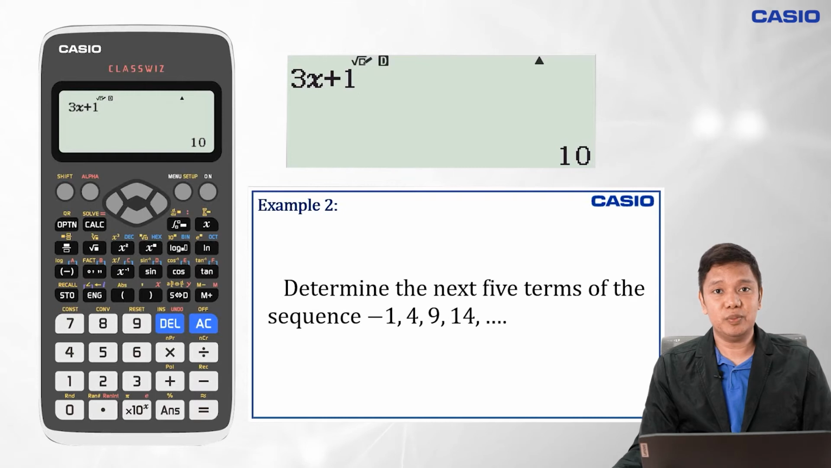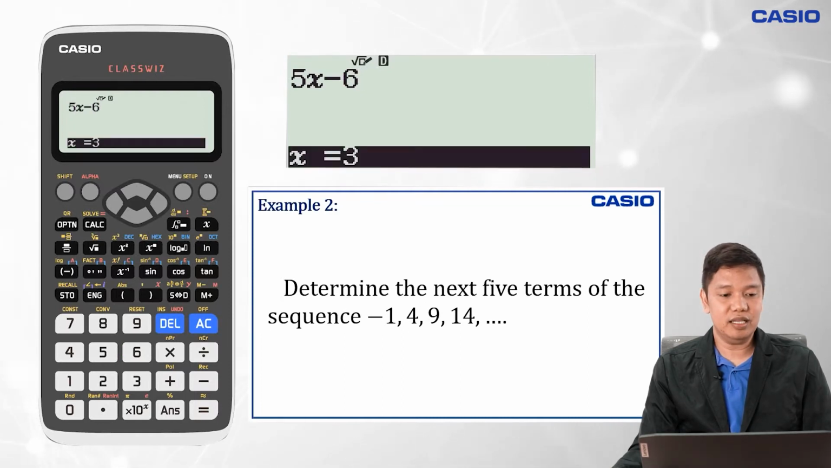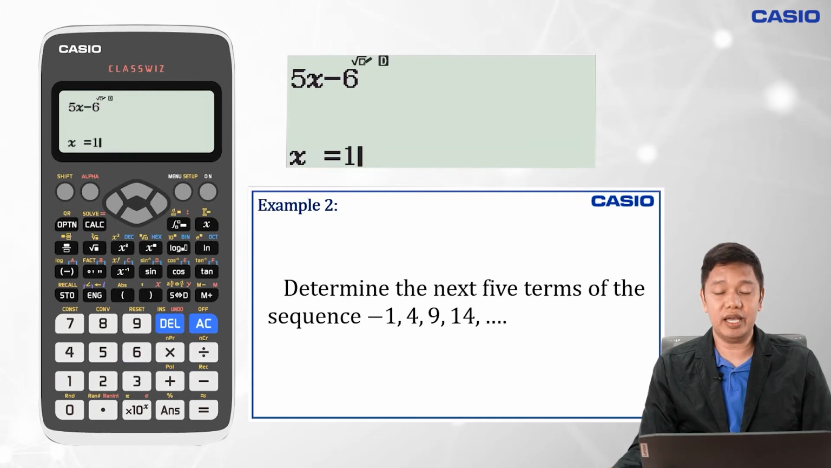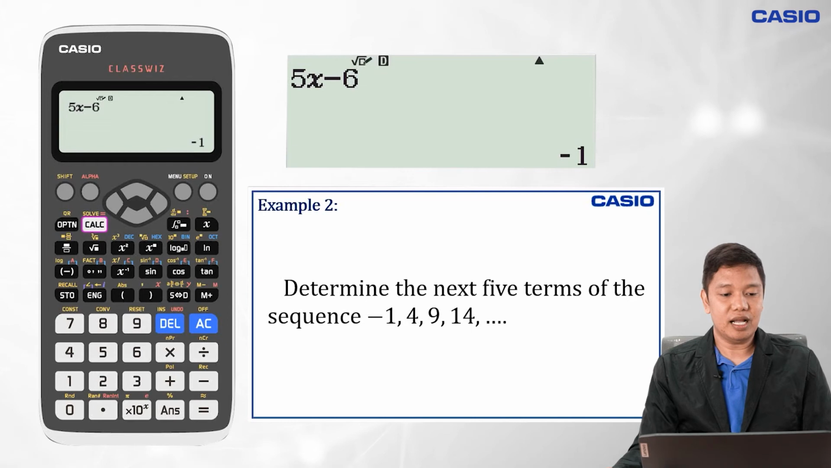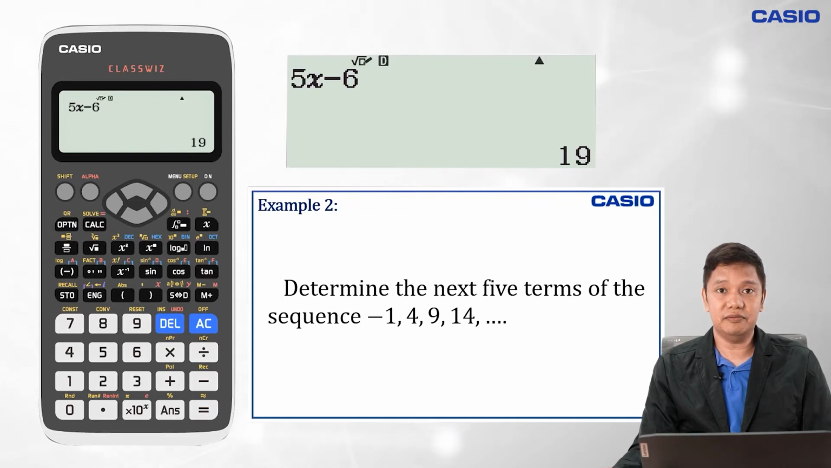Let us input the expression in our calculator. We have 5 and then x minus 6. To calculate the first term, we press calculate and then 1 for the value of x. Pressing equals and equals again, we have -1 as the first term. But we need to get the 5th term, 6th term, 7th term, 8th term, up to the 9th term. So press calculate and then press 5 for the 5th term of the sequence. We have 19 as the 5th term.